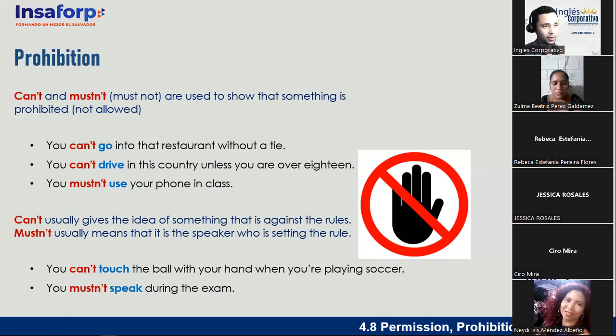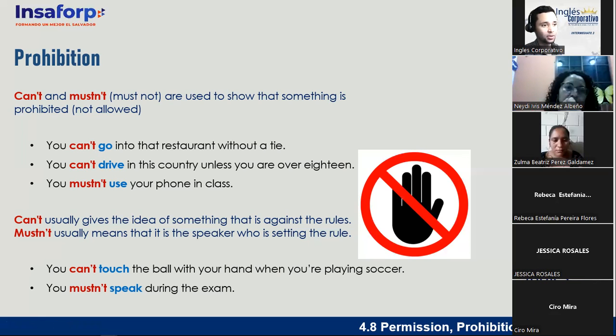Okay, si usted trata de entrar al restaurante y no lleva corbata, no va a pasar de la entrada, ¿verdad? El vigilante le va a decir, no, lo siento. Las reglas son las reglas. Okay, entonces, you can't go into that restaurant without a tie. It's prohibited. It's not permitted, it's not allowed. So you can use can't, in negative, of course, to express that something is not permitted, something is prohibited, okay? That's the idea.